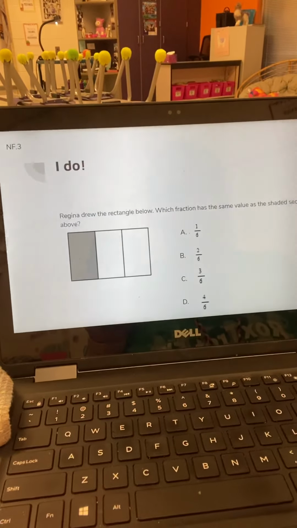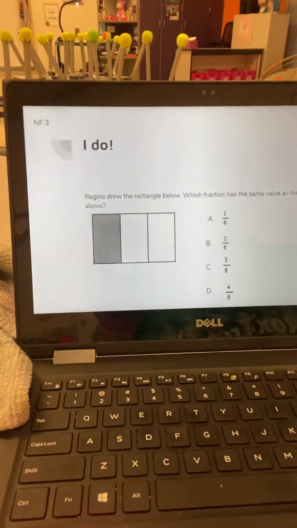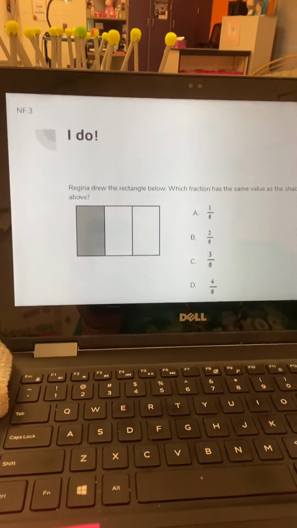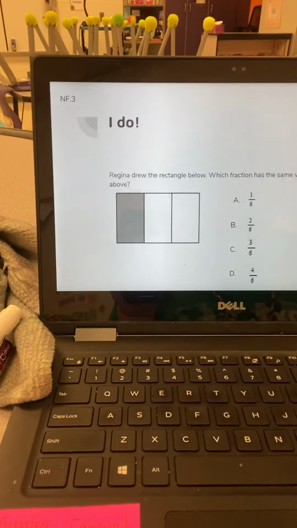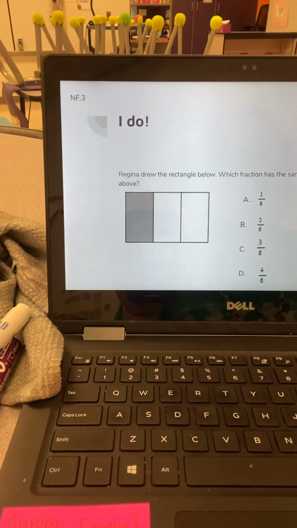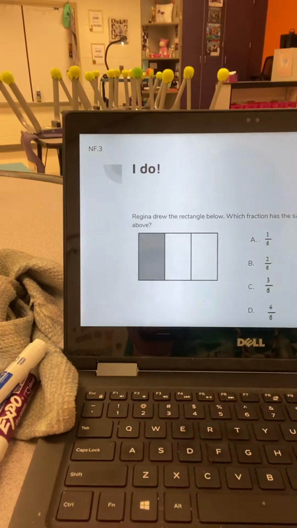Y'all, we got to find the same value. What is the best way to do that? I'm waiting. I'll listen. Shout it out. I don't care if you're in your pajamas. Shout it out. Okay, that's right. We have to do fraction bars, so I'm going to show you how to do that now, okay?